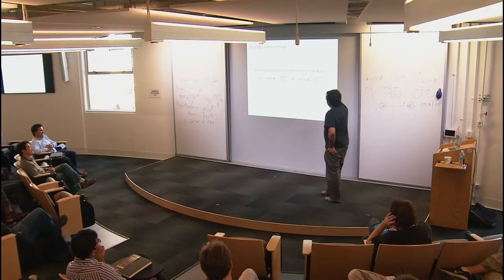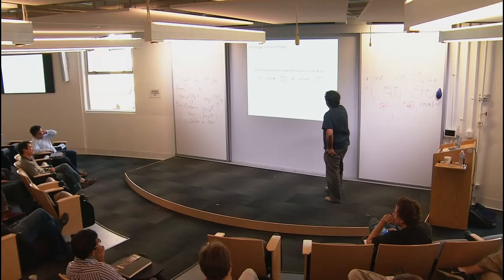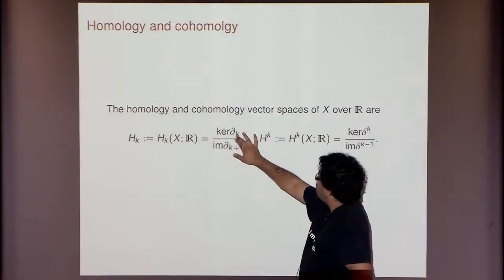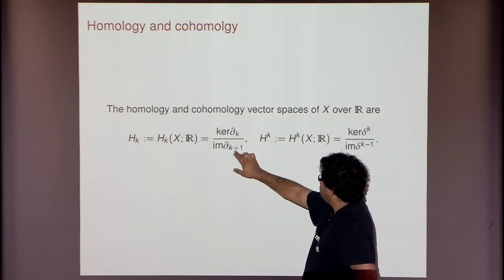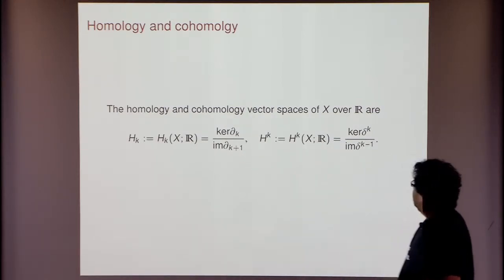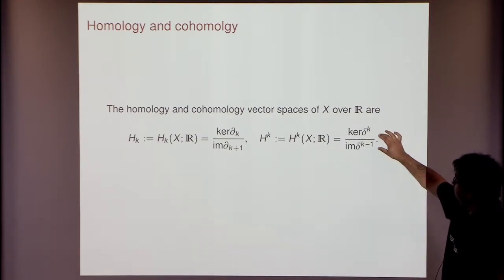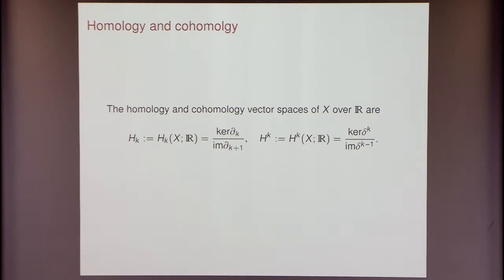And so you can think about the homology and cohomology vector spaces in terms of the kernels of these operators, modulo the images coming from above, and similarly for the cohomology, you can define it this way. And we'll talk a little bit about that.